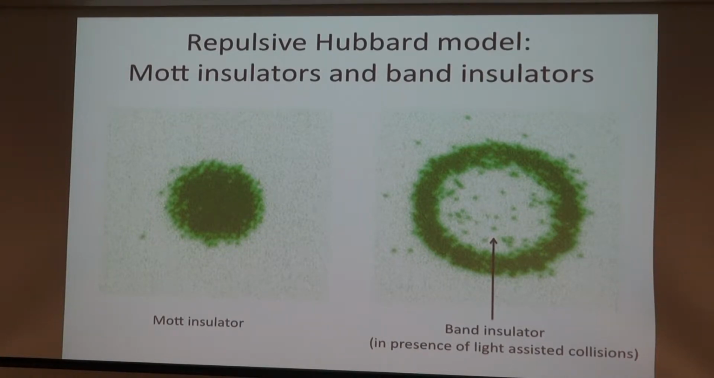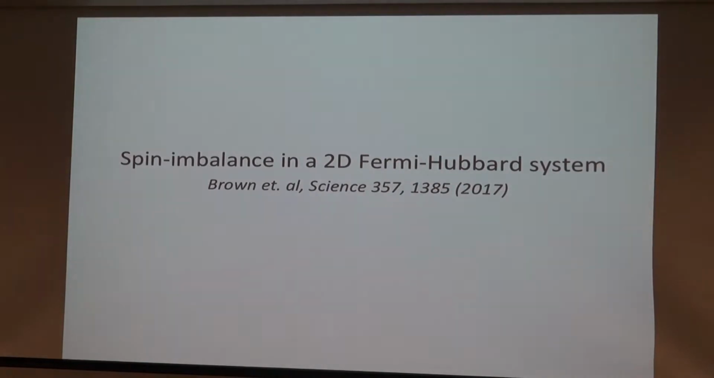And during this Raman cooling process, within the first few photons, you get light-assisted collisions that eject pairs of atoms. They form molecules and they disappear very quickly. So we don't see any atoms in the center where the band insulator used to live, but we still see the Mott insulator shell surrounding it. Okay. So those are the kinds of pictures we can get.